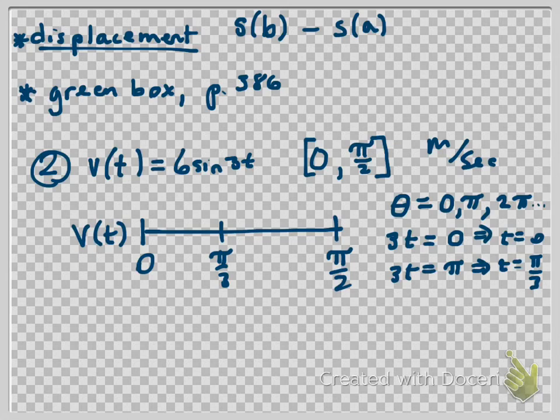Let's go one more. If 3t is 2 pi, where am I? 2 pi thirds, right? Is that in there? No, so we don't care about that one. You with me? That's the way to think about it. So we've taken care of all the times it's 0 in this interval now. You with me?